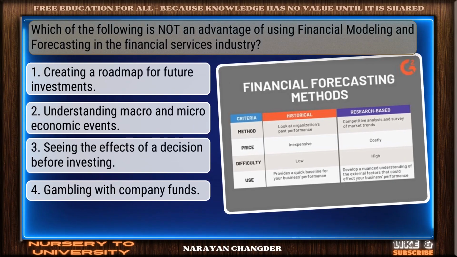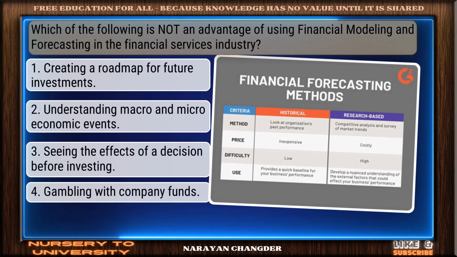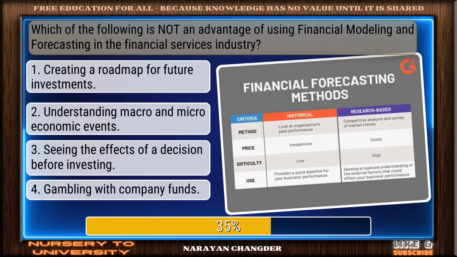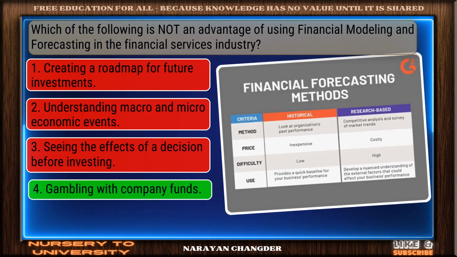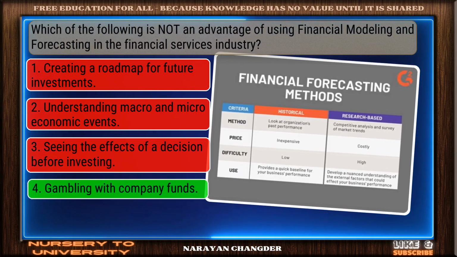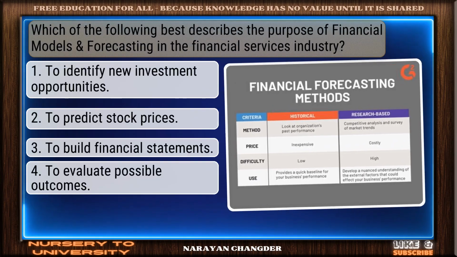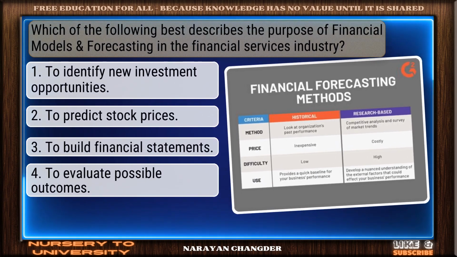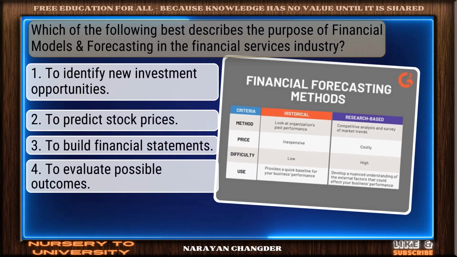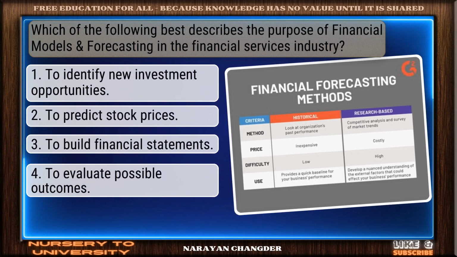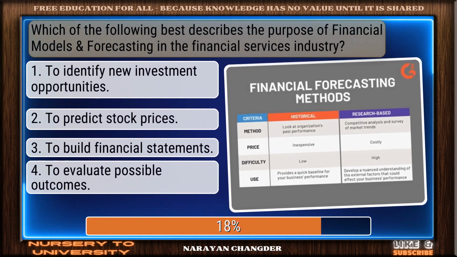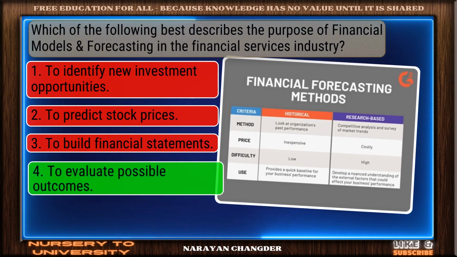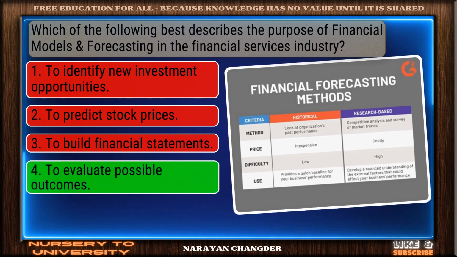Which of the following is not an advantage of using financial modeling and forecasting in the financial services industry? You're right. Gambling with company funds is the correct answer. Which of the following best describes the purpose of financial models and forecasting in the financial services industry? Nice work. You chose to evaluate possible outcomes, and it is correct.